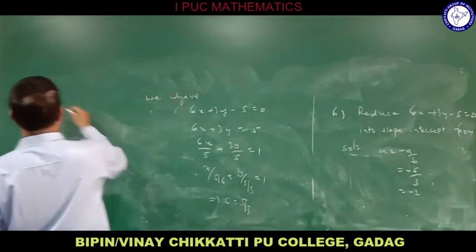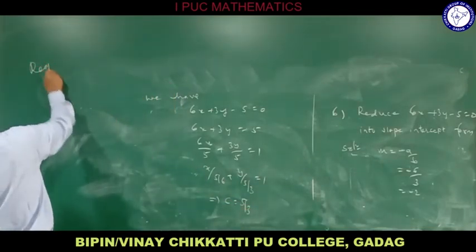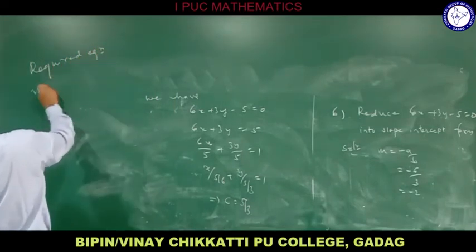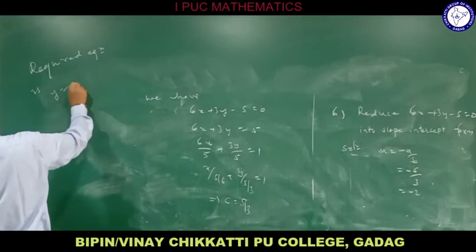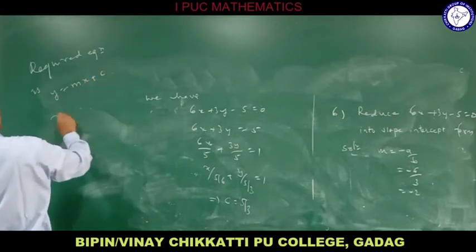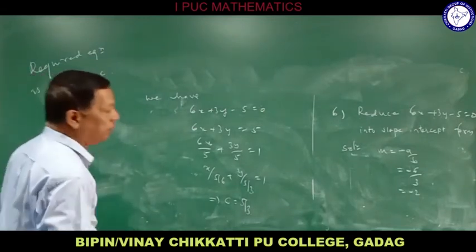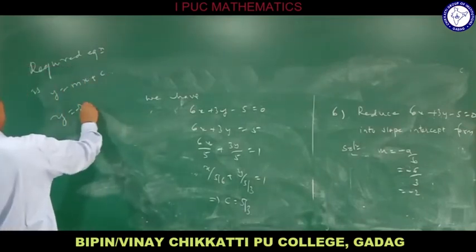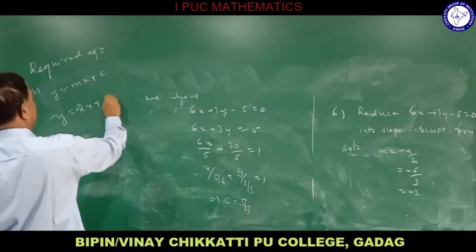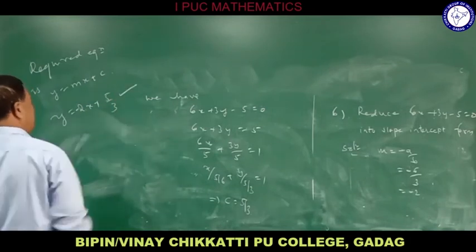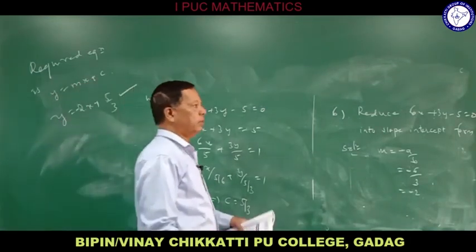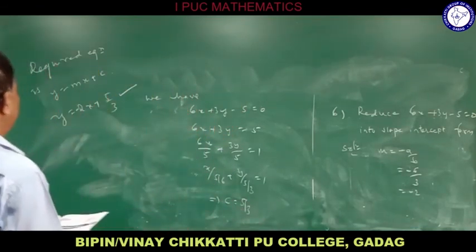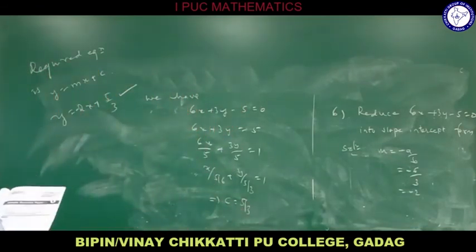So the required equation is, what is slope intercept form? y is equal to mx plus c. What is the m value? The m value is minus 2. So y equals minus 2x, and what is the value of c? 5 by 3. So this is the slope intercept form, that is nothing but y equal to mx plus c.